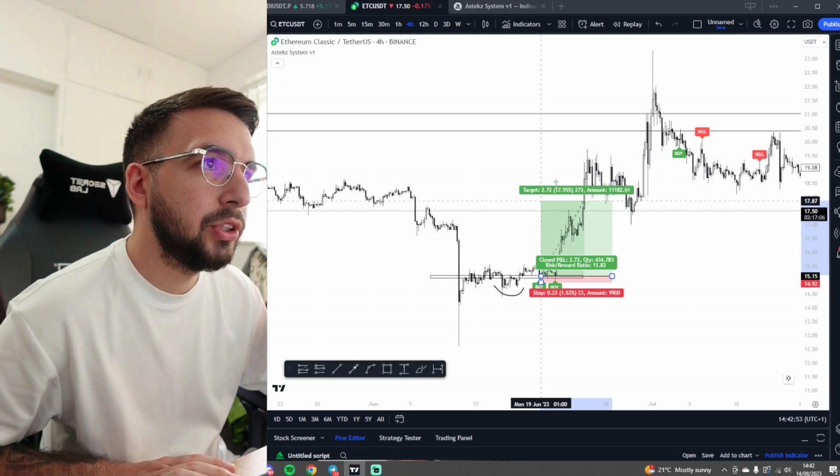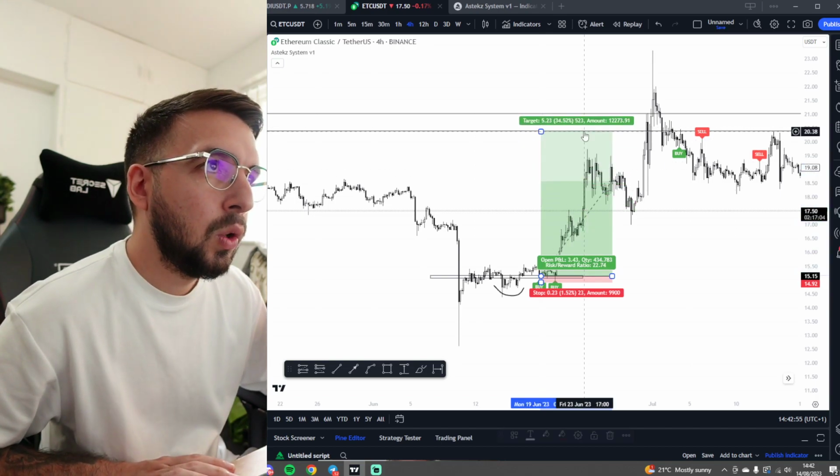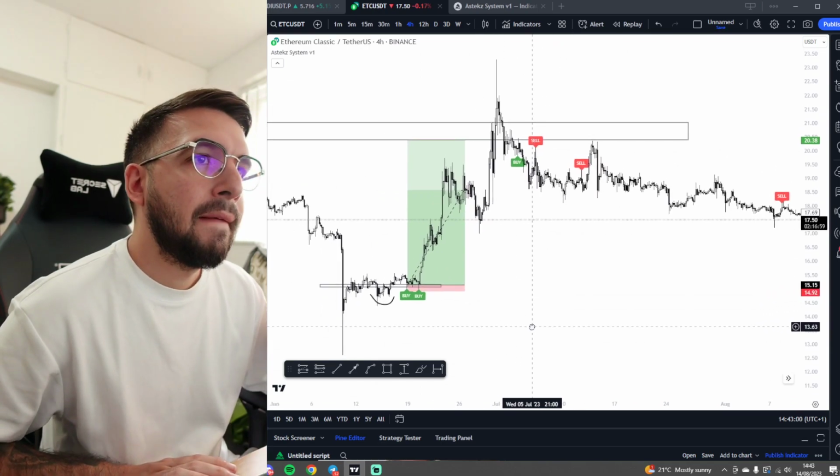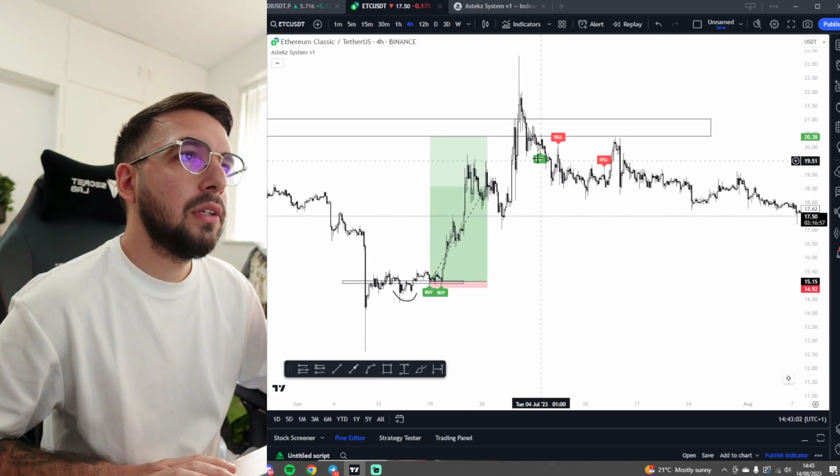So then you could take a majority out and then probably just let the rest run and see if you can get that big move up. So that's that one covered. Now let's look at these two here.